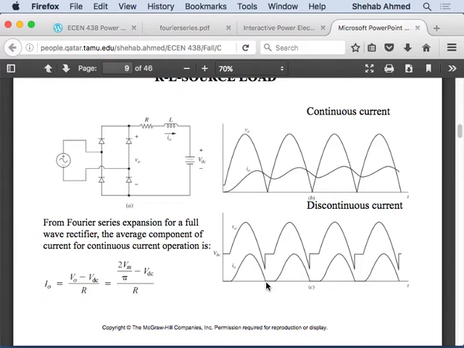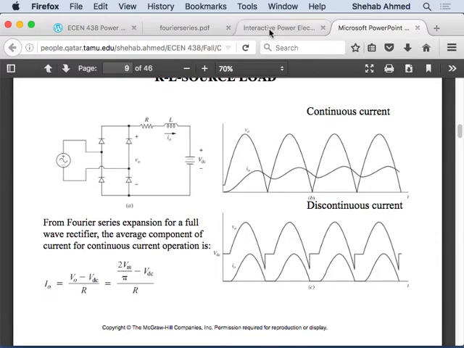If you make the time constant larger, then you move this point to the right. L over R larger, you move this point to the right. You move it to the right, and at some point it becomes continuous. When this point gets to here, it becomes continuous. So it depends on the time constant and the DC source.